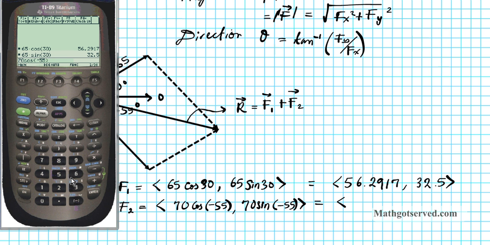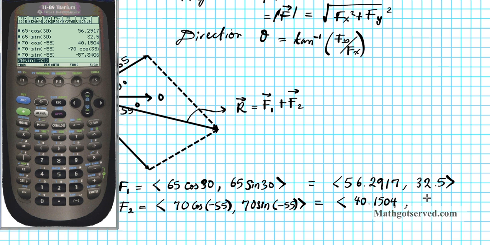For our vector f2, we have 40.1504, and then the y component of f2 is negative 57.3406. Alright, now to find the resultant vector r is simply going to be vector f1 plus f2. Okay, how do we figure that out? We're just simply going to add these two vectors to each other to get our final answer. Alright, so let's go ahead and compute what the sum is.